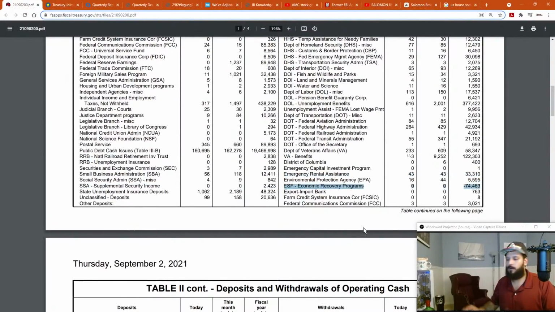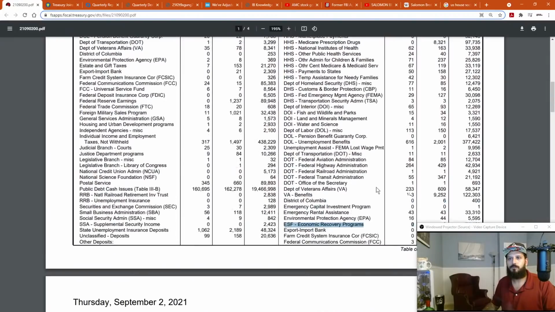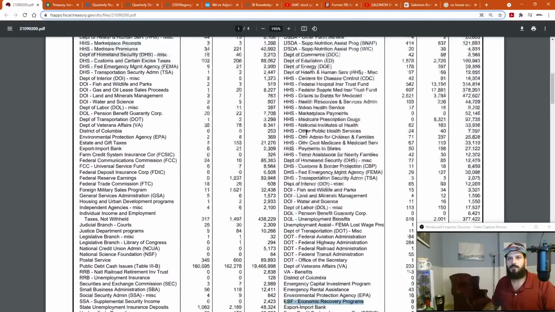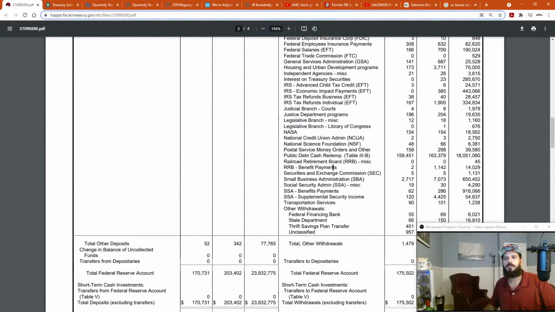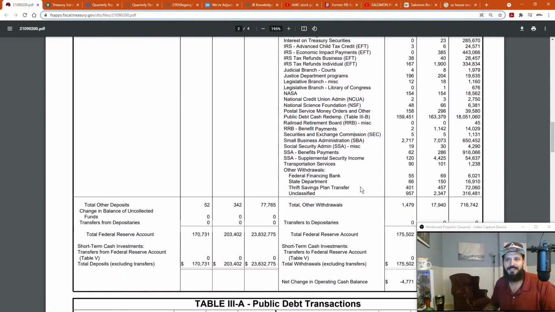Economic recovery programs, they're taking $74 billion out to maintain afloat. I showed you that Medicare prescription drugs have not been paid as of today. Marketplace payments haven't been paid as of September 1st. Railroad Retirement Board, they don't have anything in there, excuse me. That's not much.